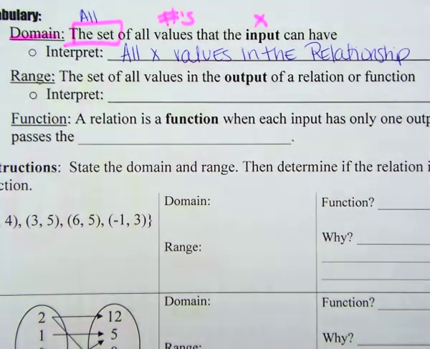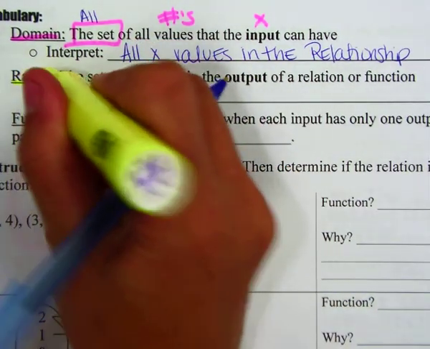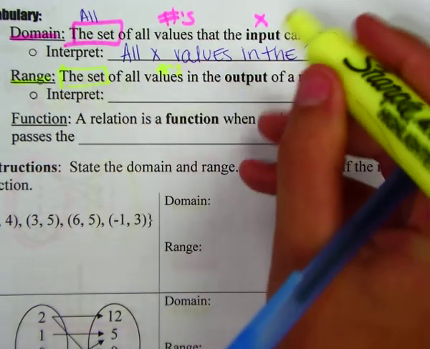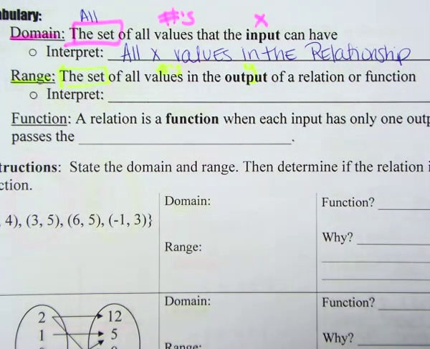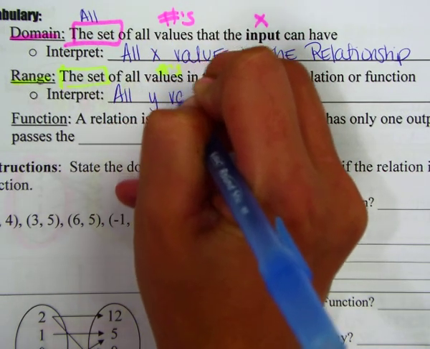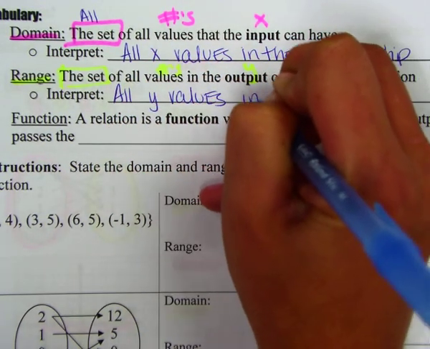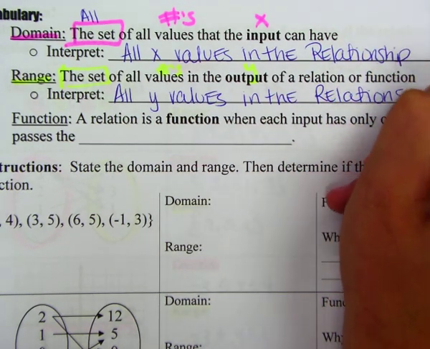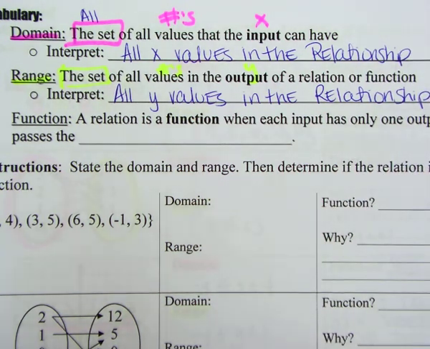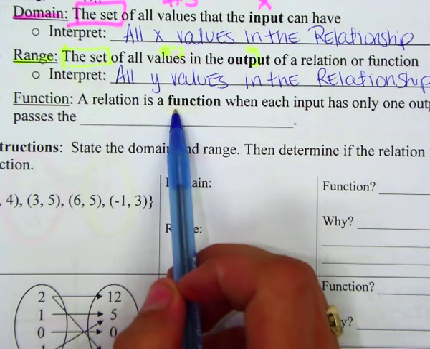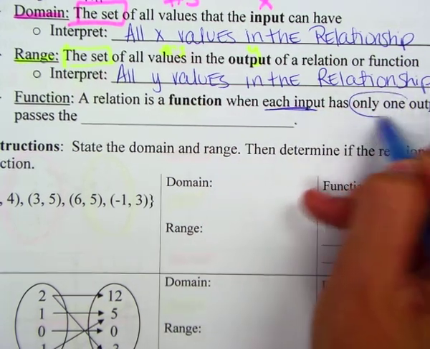Okay. Range, I'm going to highlight this in yellow, is the set of all values in the output of a relation or function. To interpret that again, all y values in the relationship. Lastly, a relation is a function when each input has only one output.